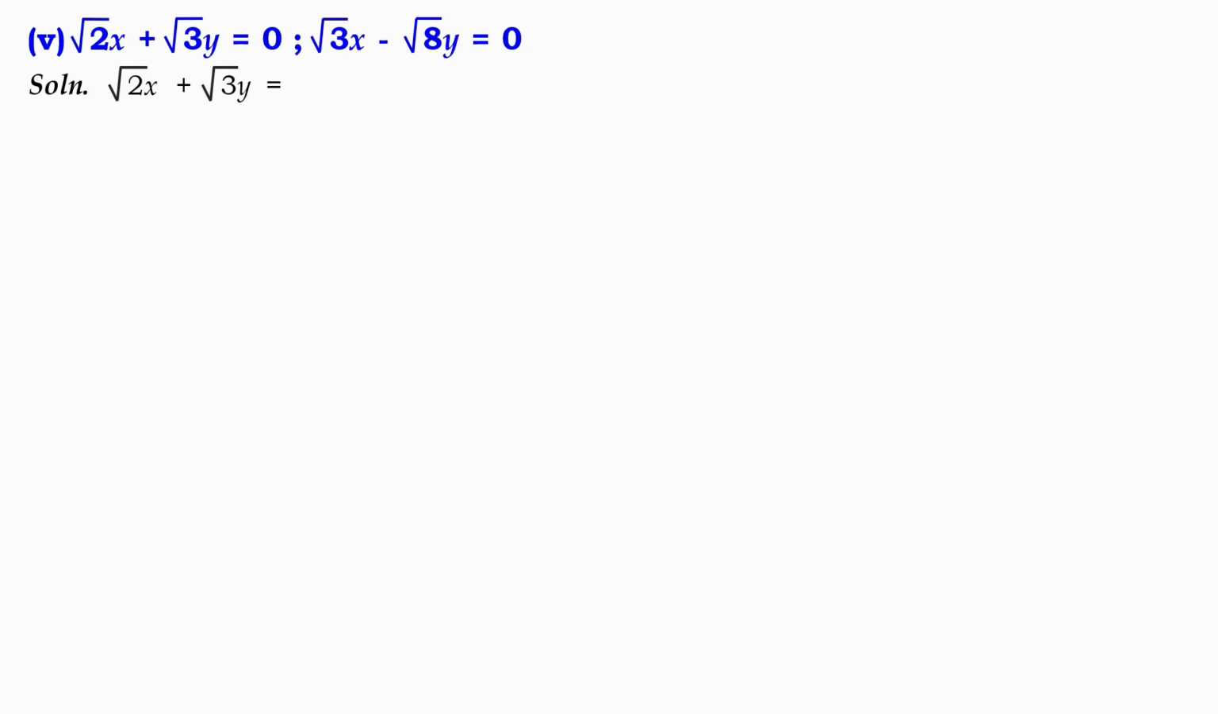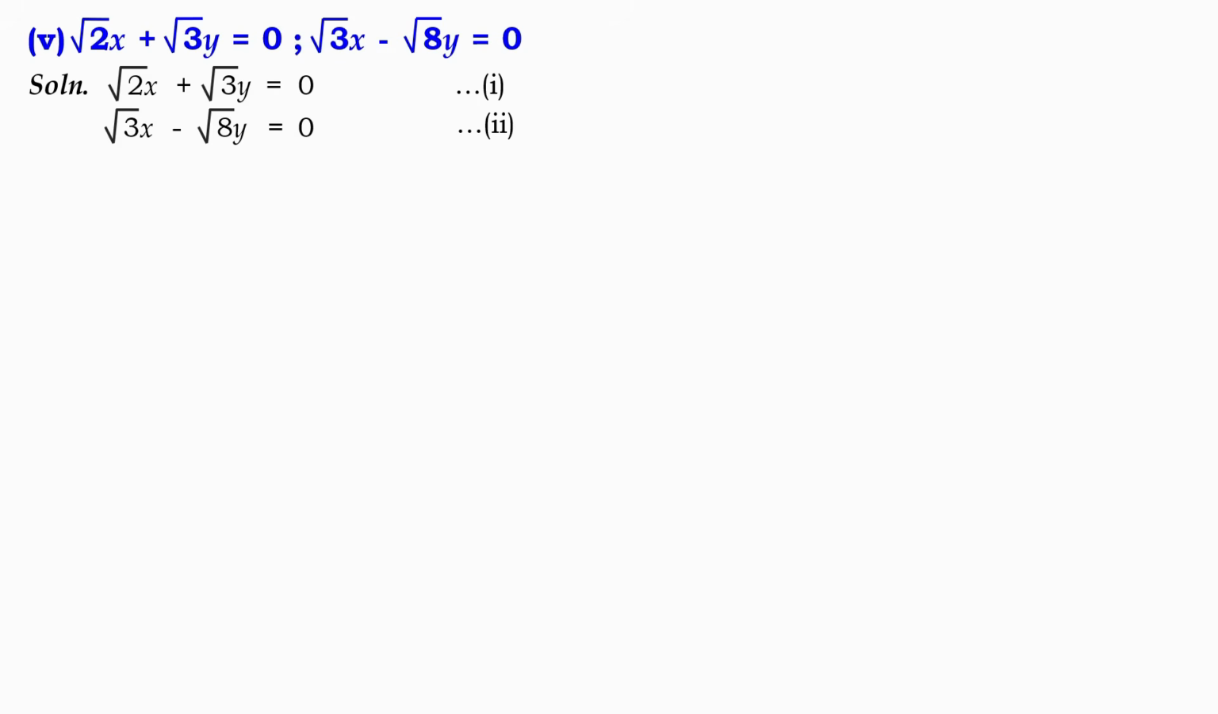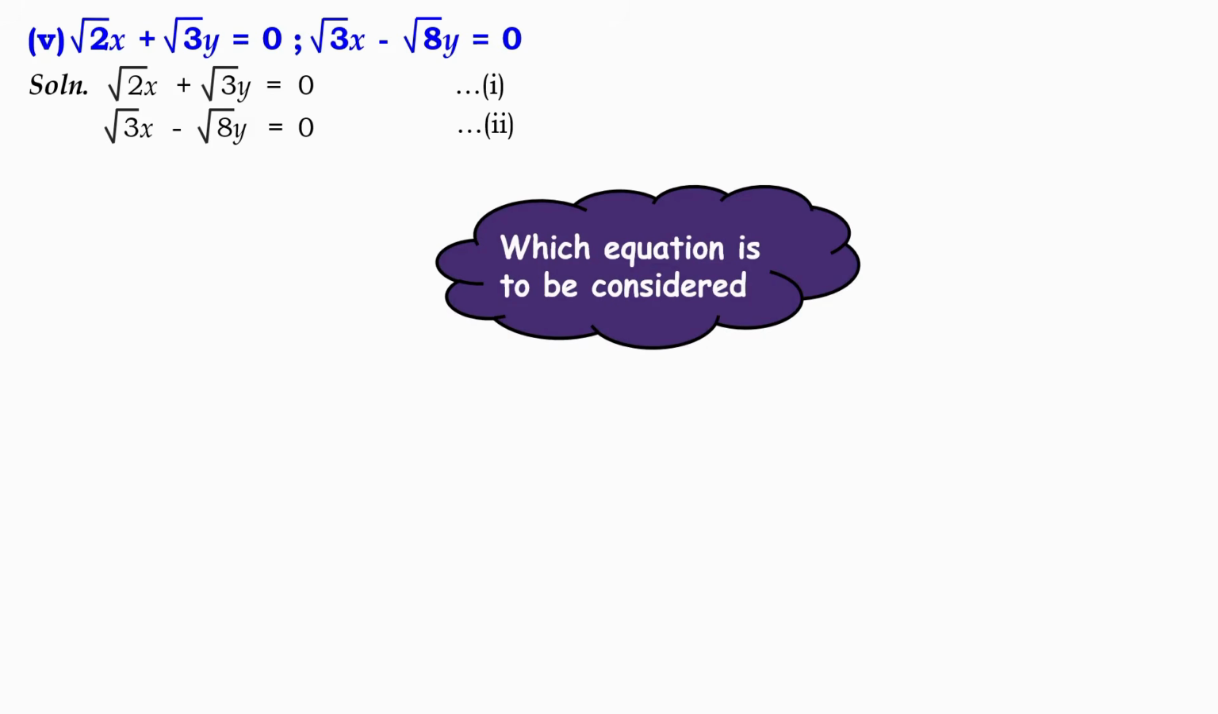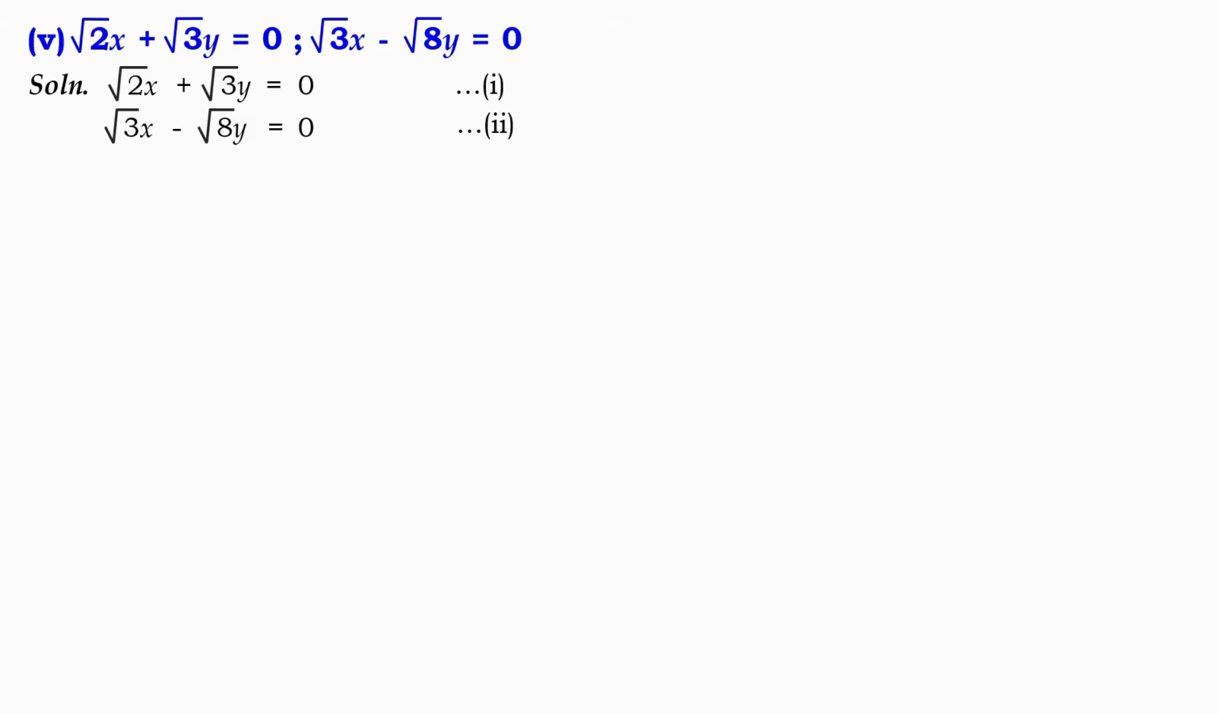Now let us solve question 5 using the substitution method. The pair of equations is square root of 2 multiplied by x plus square root of 3 multiplied by y equals 0 and square root of 3 multiplied by x minus square root of 8 multiplied by y equals 0. First, let us number the equations. Equation 1 is square root of 2 x plus square root of 3 y equals 0. Equation 2 is square root of 3 x minus square root of 8 y equals 0.